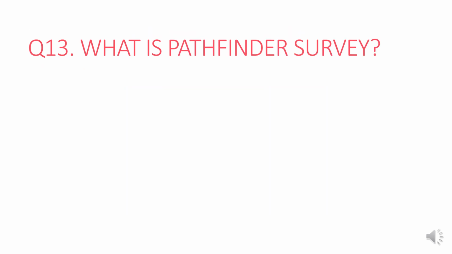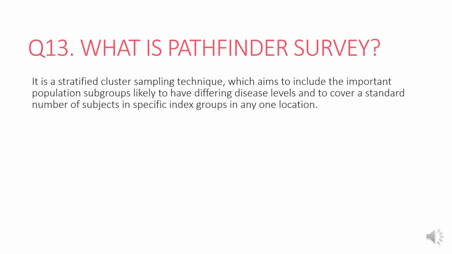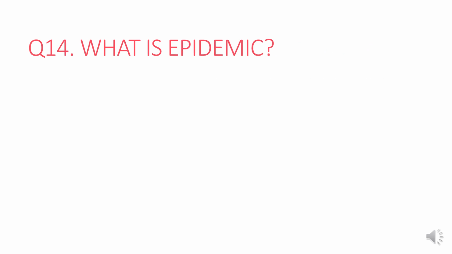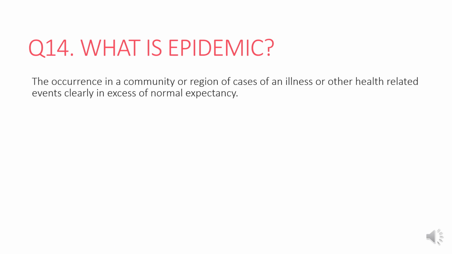What is Pathfinder survey? It is a stratified cluster sampling technique which aims to include the important population subgroups likely to have different disease levels and to cover a standard number of subjects in specific index age groups in any one location. What is epidemic? The occurrence in a community or region of cases of an illness or other health-related events clearly in excess of normal expectancy.